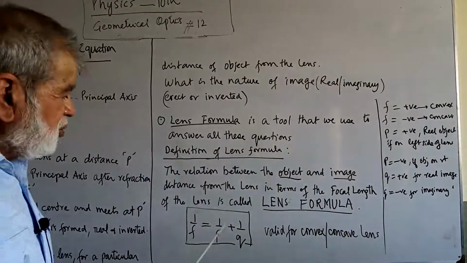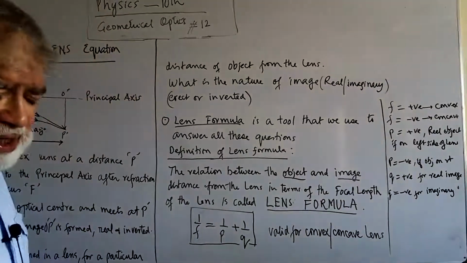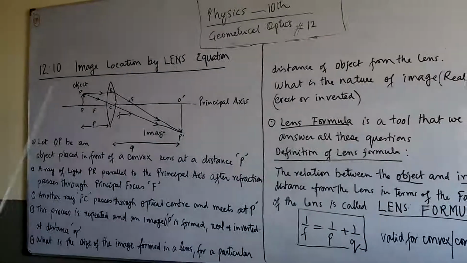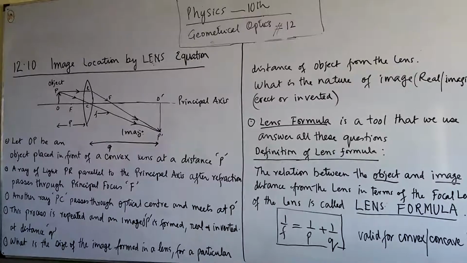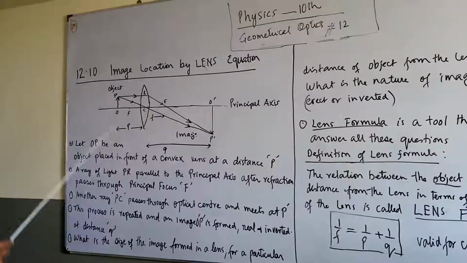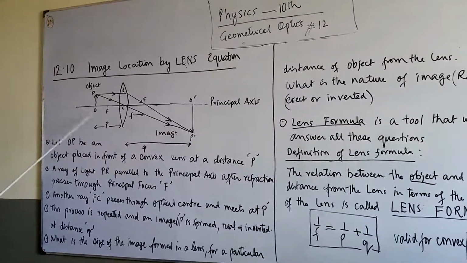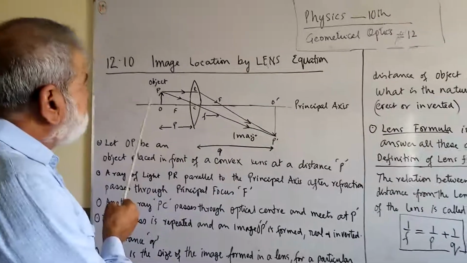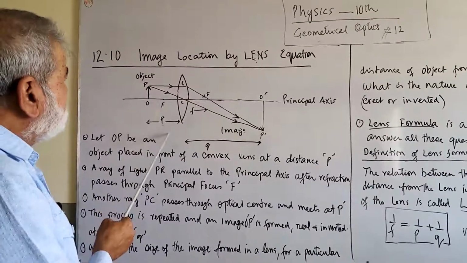1 over f is equal to 1 over p plus 1 over q. Now I will recapitulate for your convenience. Number 1, the topic is image location by lens equation or lens formula. Suppose you have a convex lens, you place an object OP on the left side of the lens. The distance of the object from the lens is P.